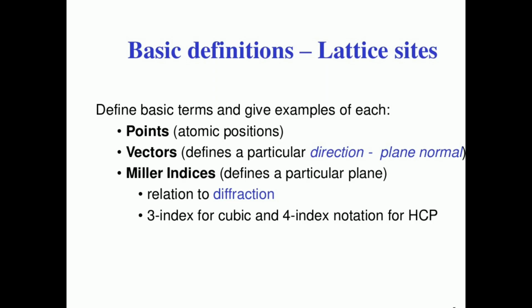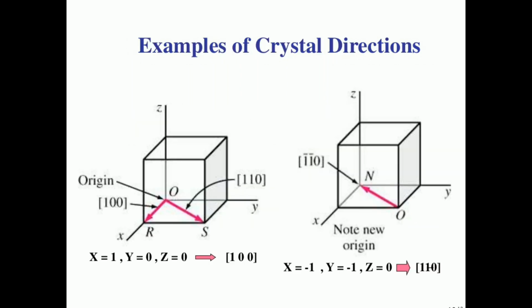So Miller indices are used to specify directions and planes. The directions and planes could be in a lattice or crystal. The number of indices will match the dimension of the lattice or crystal. See these crystal directions: the origin is 100, x and y are the directions, and in a new origin the directions are reversed, which gives negative indices. Another one is a crystal plane.